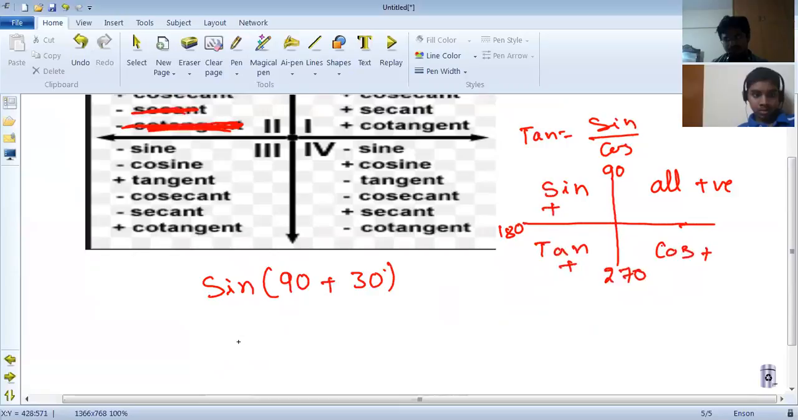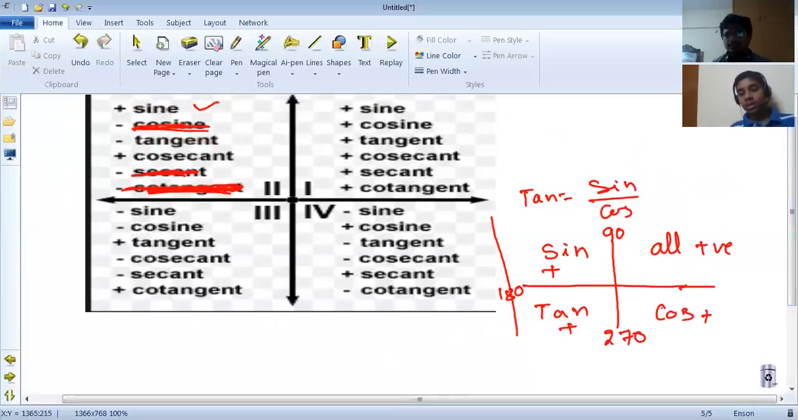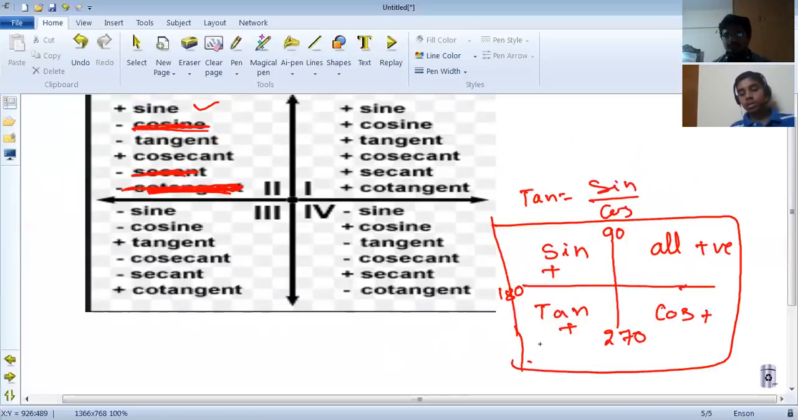Got it? Did you understand till here? Are you having any queries on this one? So in the first quadrant everything is positive. In the second quadrant only sine is positive. In the third quadrant tangent is positive, and in the fourth quadrant cosine is positive. If you want, you can note it down, roughly just write it in your book. Next, we are going to solve the problems that depend upon this one only.